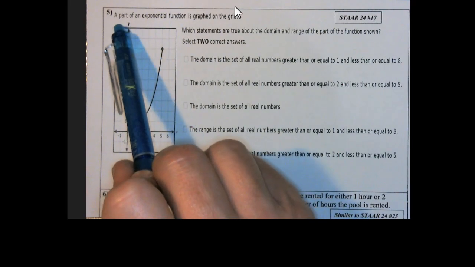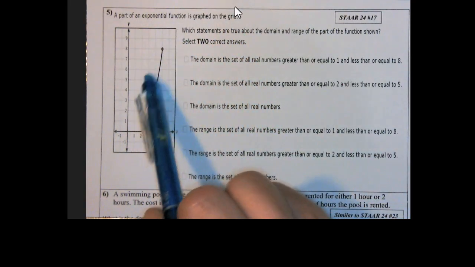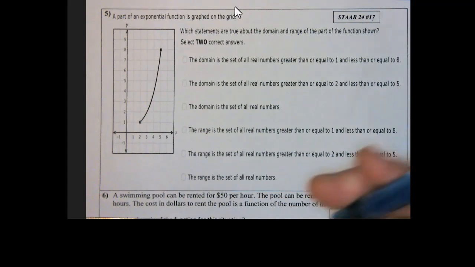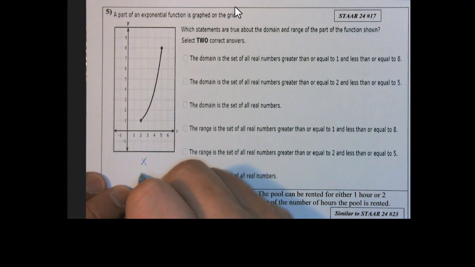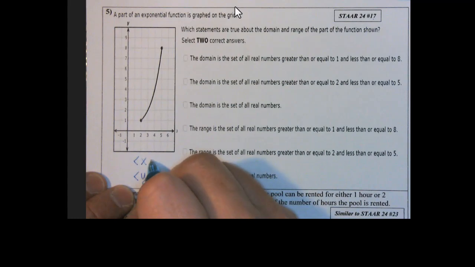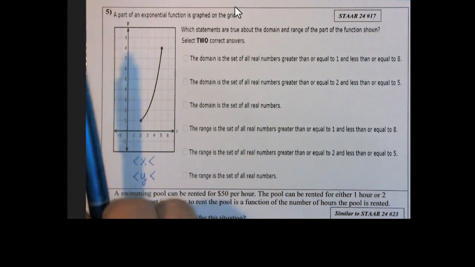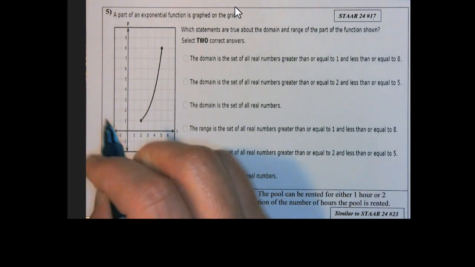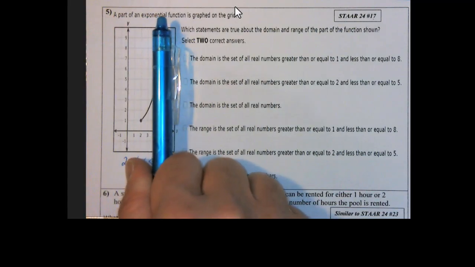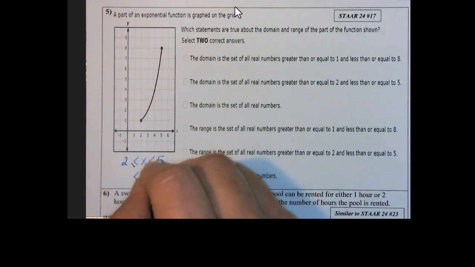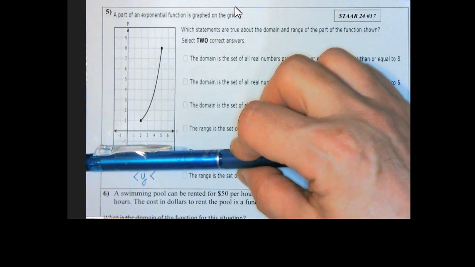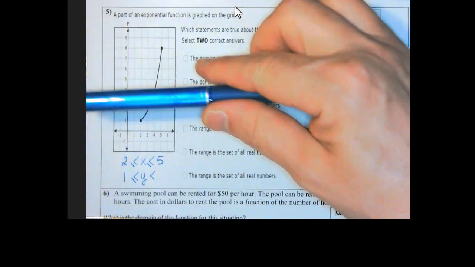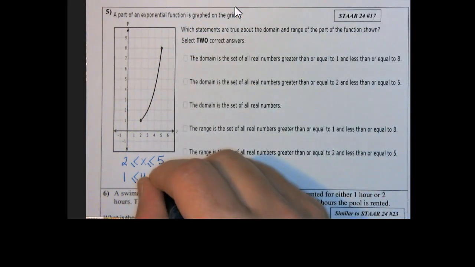So basically here's an exponential function graphed on the grid. Which statements are true about the domain and range of part of the function shown? So domain and range, we know we have x and y. We make the setup. For the domain, we put our pencil like this and move it across. The first place I touch is 2 with the dash. Keep moving my pencil across. The last place I touch is 5 with the dash. Then from bottom up, the first place I touch is 1 with the dash, and the last place I touch is 8 with the dash.